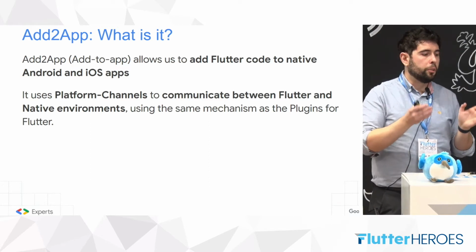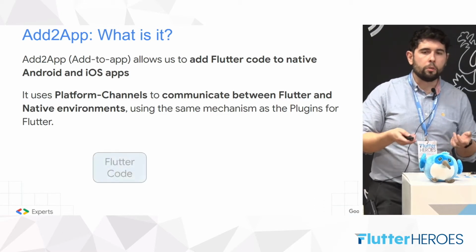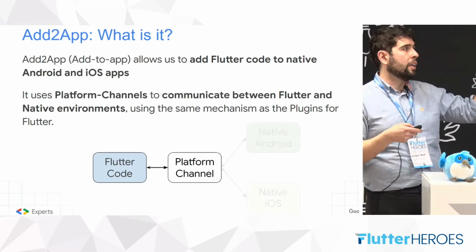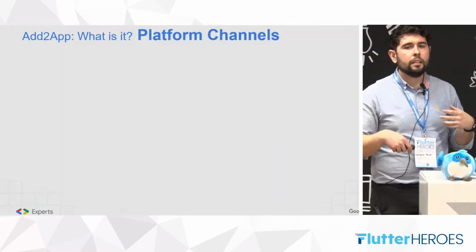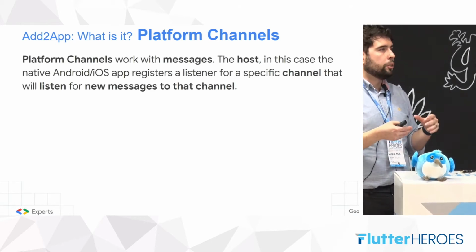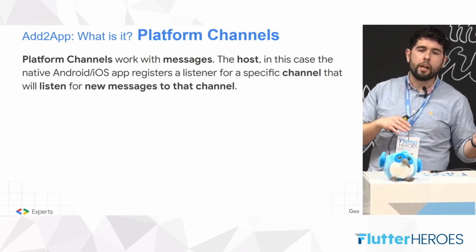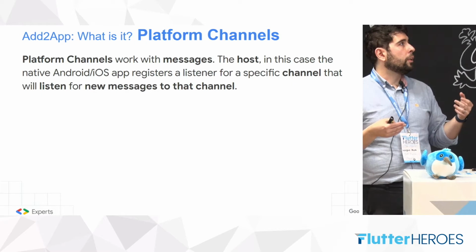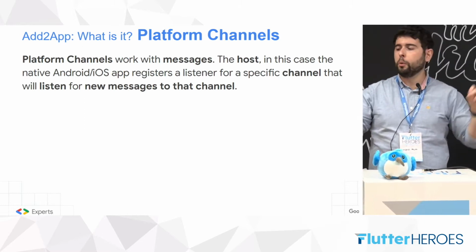And the same way that we use platform channels in plugins, we are using the same thing in add-to-app. So basically, if you already use platform channels, you know that we have some Flutter code, then we use the platform channel in order to communicate with both native Android and native iOS. Just a little bit of a refresher of what a platform channel is. Platform channels basically work with messages. So we have a host, which can be the native Android or iOS application. We open a channel. We can call it, for example, a switch channel for our Sweetly application that we'll see in a bit. And our channel will be able to communicate messages between the two.